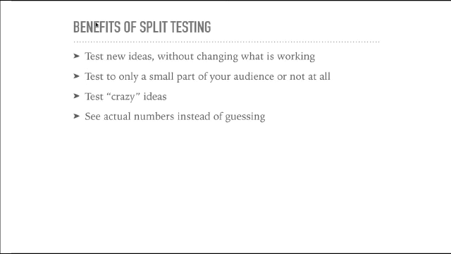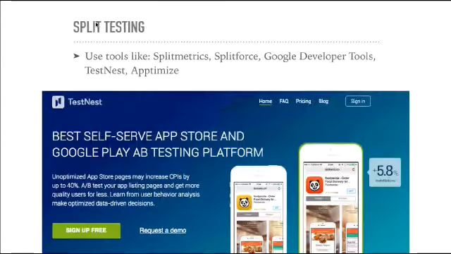And this helps you test so-called crazy ideas, right? What if I did this? Well, I don't want to risk my App Store profile on a crazy idea. Well, these split testing tools will help you do that. And they'll show you actual numbers on what's working and what isn't working, instead of just kind of guessing. So there's a bunch of split testing tools out there, but you can use something like Splitmetrics, Splitforce, Google developer tools, TestNest, or Aptimize.